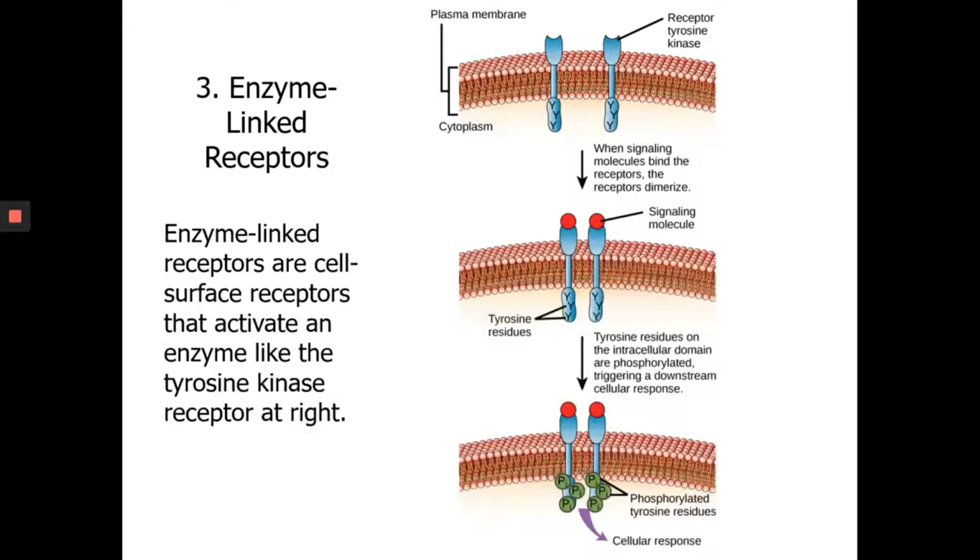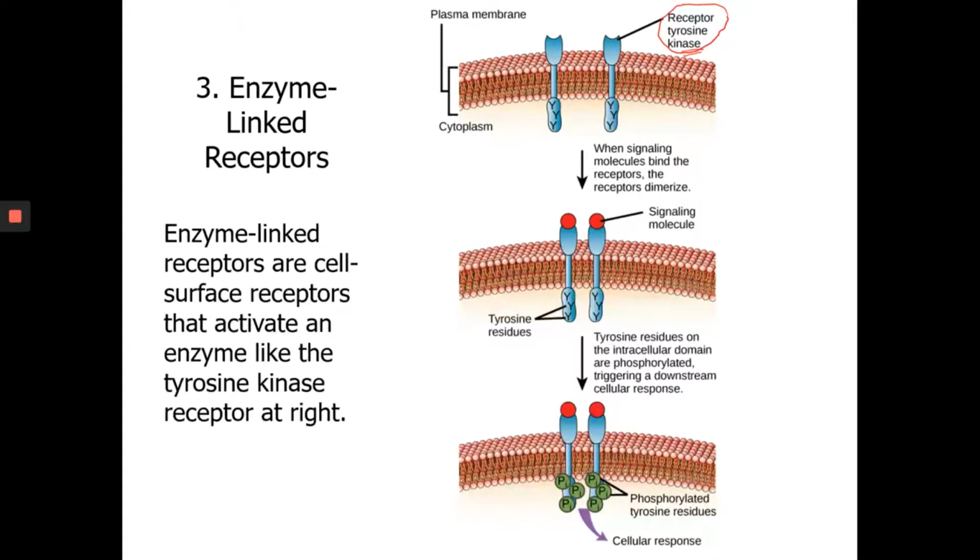The last type of cell surface receptor is the enzyme-linked receptor. This means that these cell surface receptors are linked to enzymes. Here's an example: this is a receptor tyrosine kinase. Tyrosine is a type of amino acid, and a kinase, based on the name with ASE, you know it's probably an enzyme, right? You remember those enzyme names usually end with ASE.